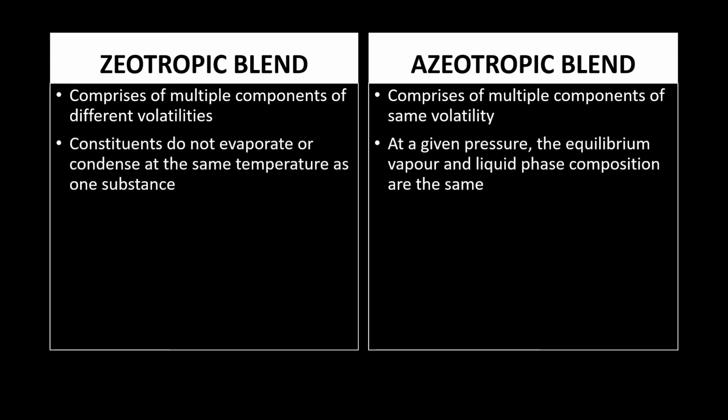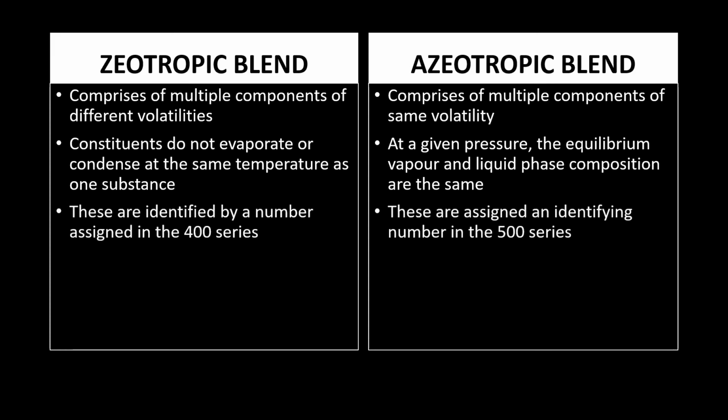Zeotropic blends have constituents which do not evaporate or condense at the same temperature as one substance, but within a range of temperatures. However, in case of an azeotropic blend, at a given pressure, the equilibrium vapor and liquid phase composition are the same, which means that the constituents evaporate or condense at the same temperature as one substance. The zeotropic blends are identified by a number assigned in the 400 series. The azeotropic blends are identified by numbers in the 500 series.